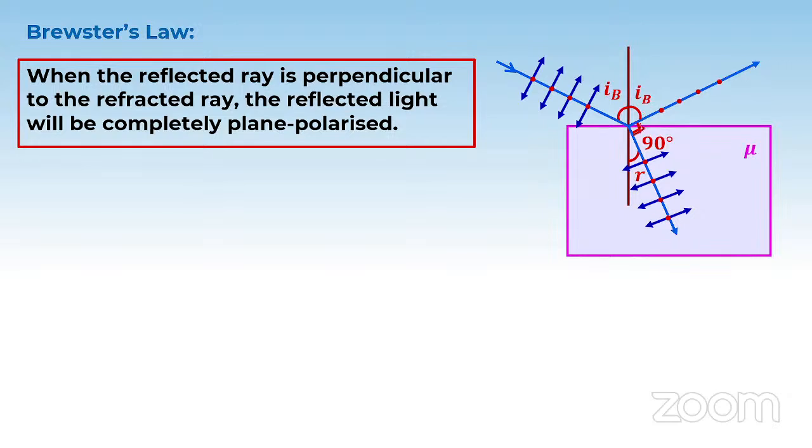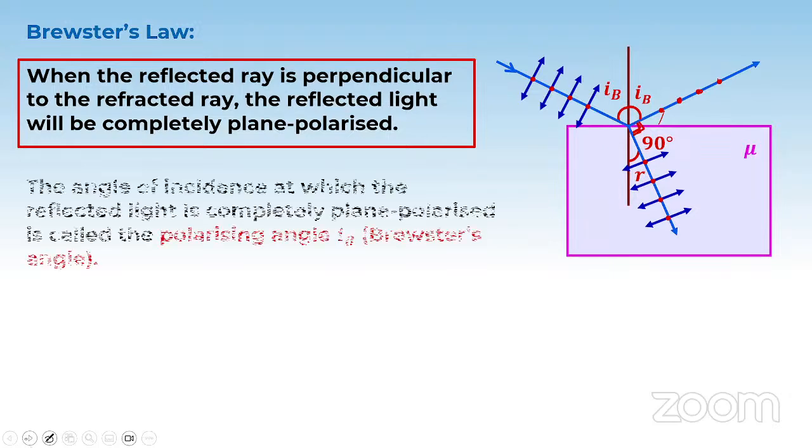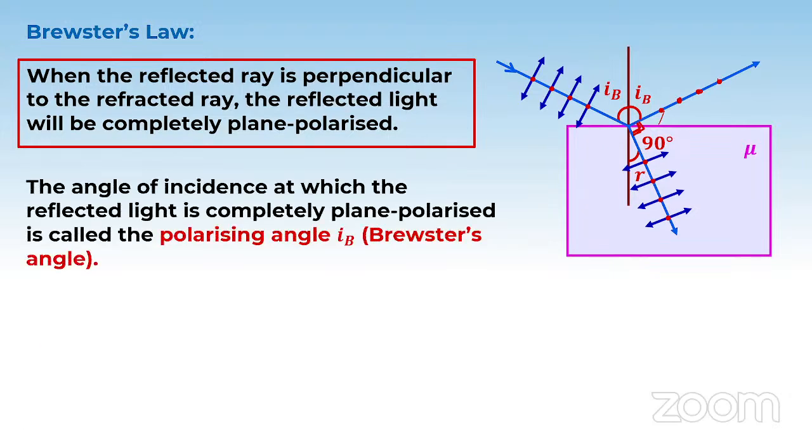If this angle between the reflected ray and refracted ray is 90 degree, then we can say that the light that we are getting here, you are seeing only plane polarized, सिर्फ single direction में oscillation. And the angle of incidence at which the reflected light is completely plane polarized is called the polarizing angle or Brewster angle.